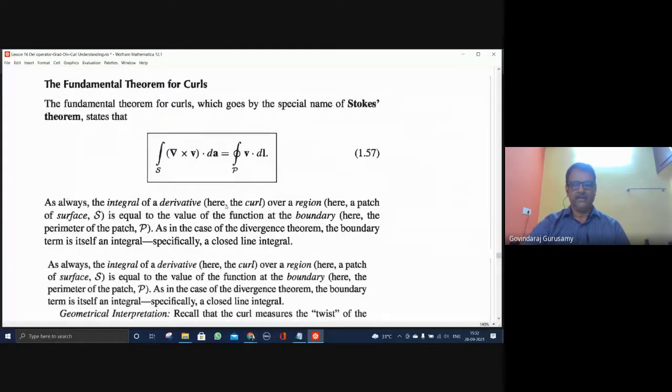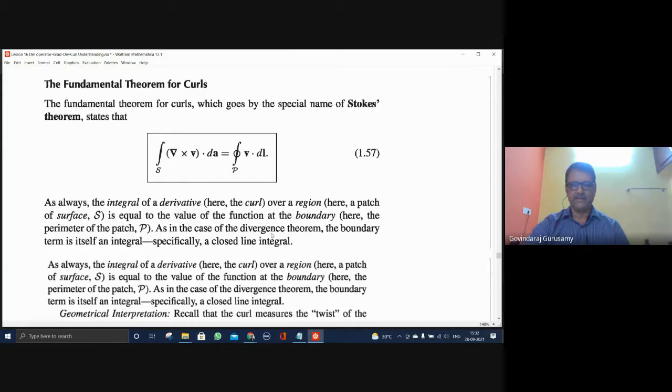The integral of a derivative, here the curl, over a region, here the patch of surface, is equal to the value of the function at the boundary, here the perimeter of the patch. So many small patches are there, and when I put them together, there's going to be a perimeter for that. That is, you go around that. So the surface integral connects to a closed path, like the boundary.